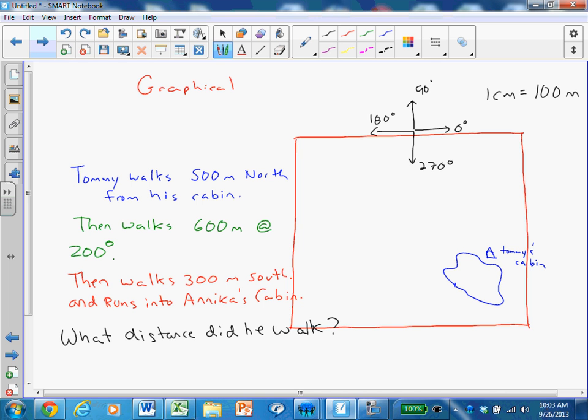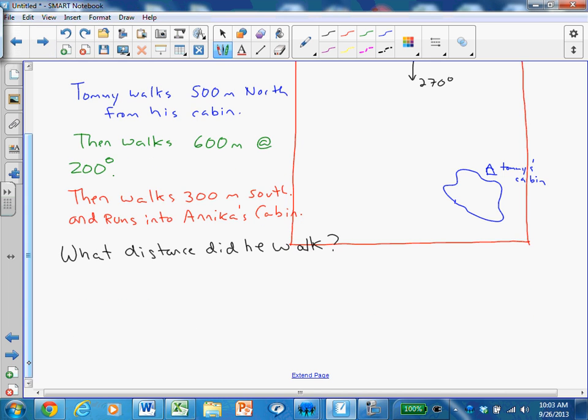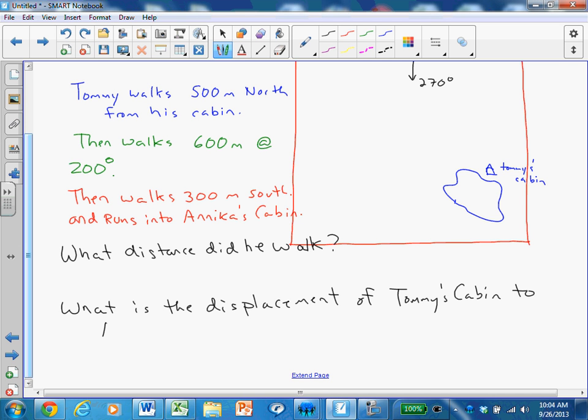And what is the displacement of Tommy's cabin to Annika's cabin? Magnitude and direction. Okay.